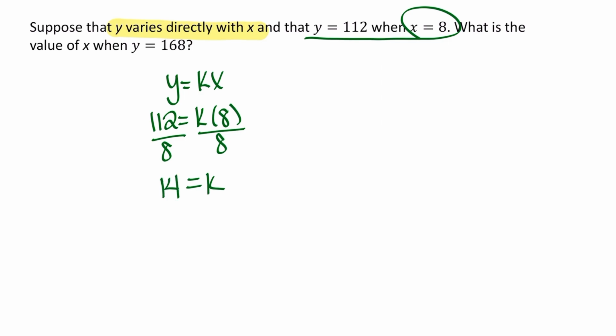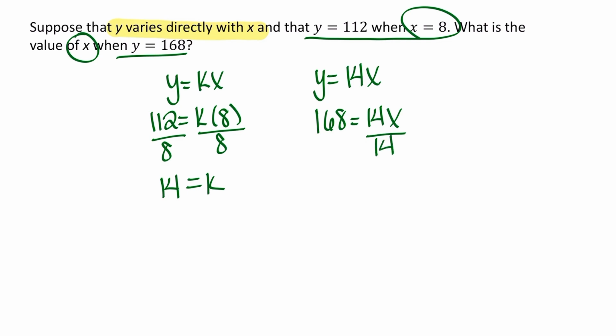So when we write this equation, we can say that y equals 14x, and then it's asking us to find x when y equals 168. So that means that 168 equals 14x. So we can divide both sides by 14 to find the value of x. 168 divided by 14 gives us a value of 12, which is the value of x. So x is 12.